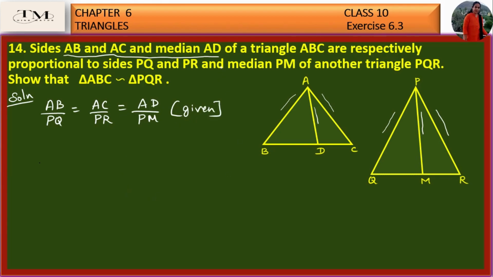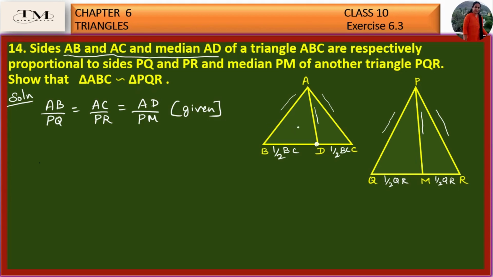So what about the other things? This AD is a median. So if it is a median, D will be the midpoint. So BC will be divided into equal halves by the point D. So BD will be half of BC and DC will be half of BC. Also PM is the median. Then QM will be half of QR and MR will be half of QR. So these are the things we know. Now we have to prove triangle ABC similar to triangle PQR.